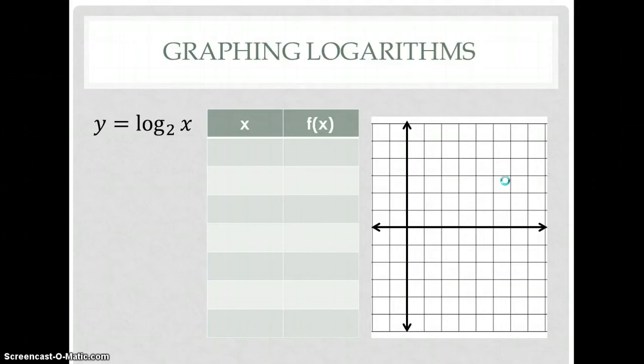And this is where we'll start on Friday. We're going to be working on graphing them. So right now all you need to know is the basics coming into Friday.